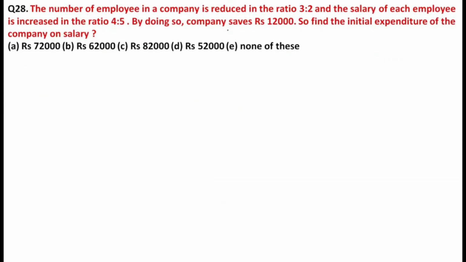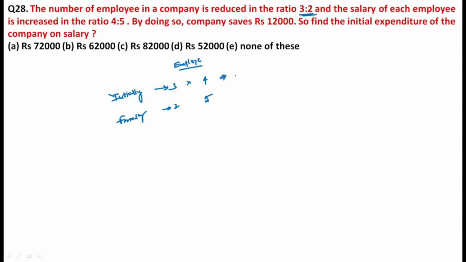The number of employees in a company is reduced in the ratio 3 is to 2. So initially there are 3 units of employees, and finally 2 units of employees. By this change, the salary of employees is increased by 4, so initially there is 4 units of amount, now it's 5 units.